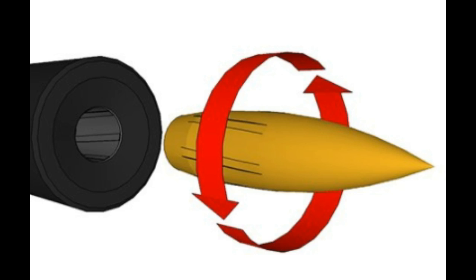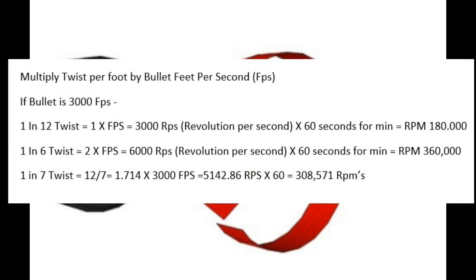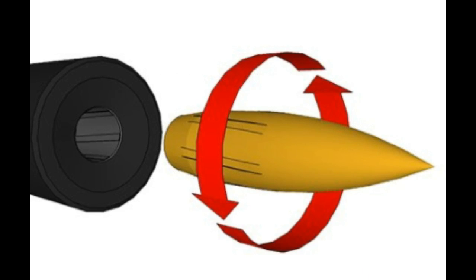So when a bullet gets out of the rifle, it's spinning, and it's spinning fast. And the equation is, for a 1 in 12 twist, if you're shooting 3,000 feet per second, you're looking at 180,000 revolutions a minute. You're looking at 3,000 revolutions a second when a bullet comes out of a barrel.